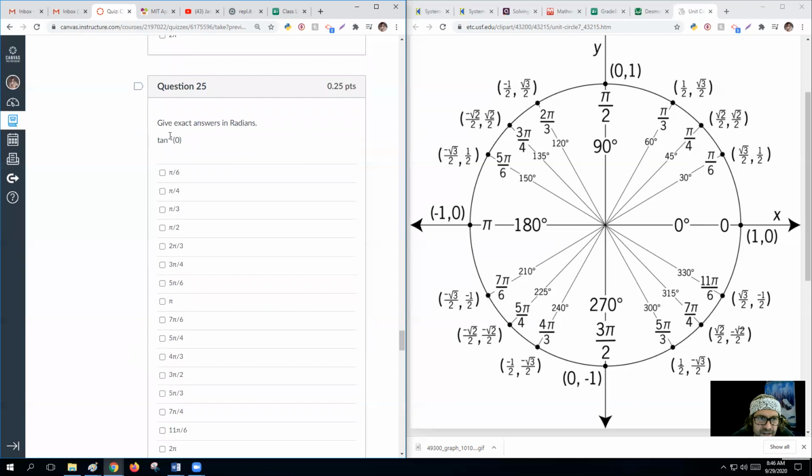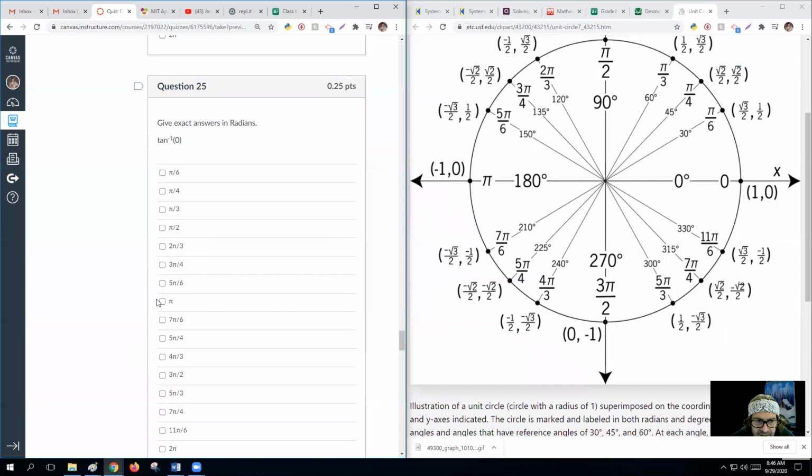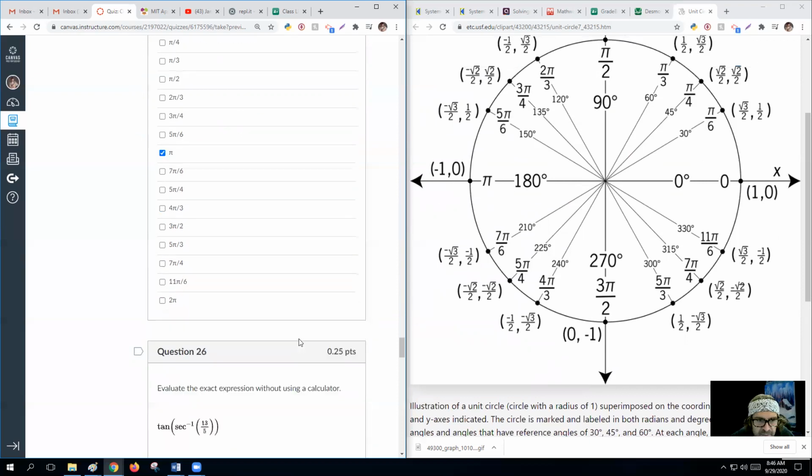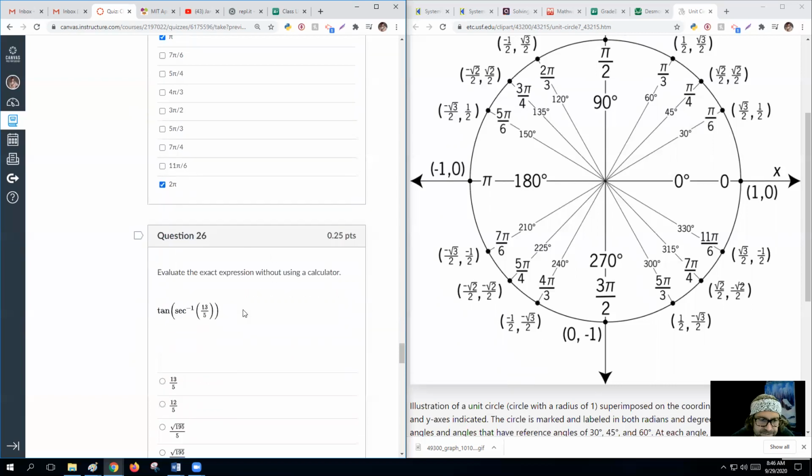All right, tangent inverse of 0. So tangent, we're looking for the slope. So look on our graph here. When does our slope equal 0? Well, at 0, it's equal to 0. At pi, it equals 0. And then the other thing to remember here, if we go all the way back around, at 2 pi, it would equal 0.